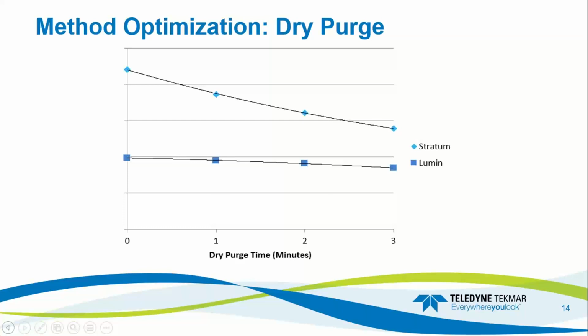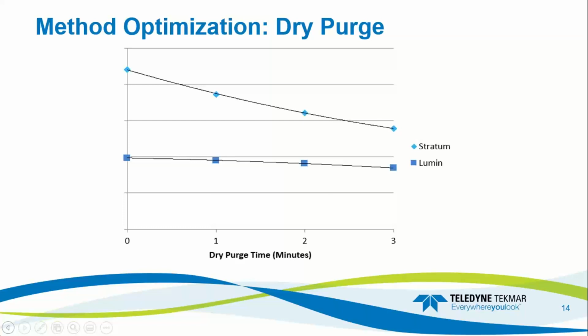And as shown in the graph, we evaluated a 0 minute dry purge time to a 3 minute dry purge time. And as you can see, the older model purge and trap, as you increase the dry purge time, the more water it does reduce. But even at 3 minutes, it doesn't reach the level the newer model Lumin and Atomx XYZ moisture control fitting performs at 0 minutes of dry purge.